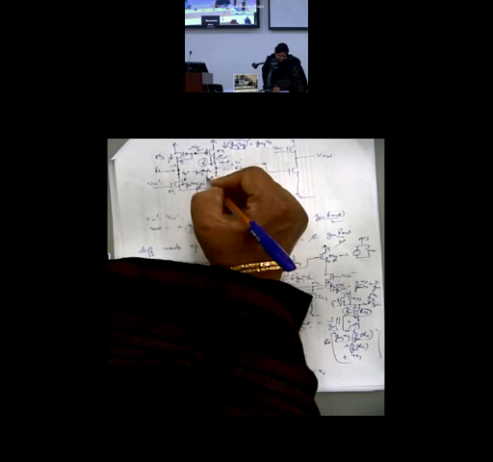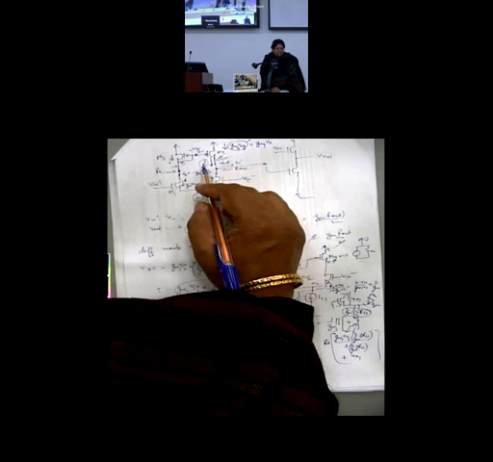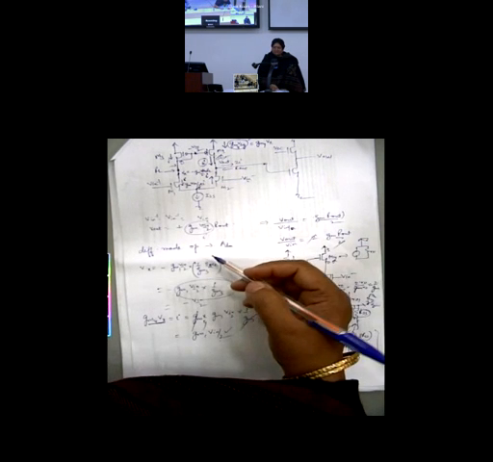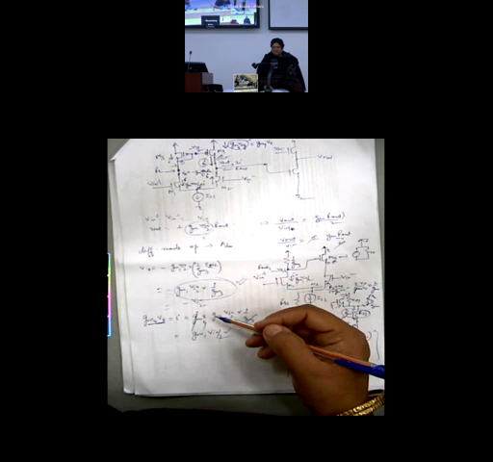So now I have this I and this I. Can you see two I's? This current I up is GM1 Vin by 2. This current is also GM1 Vin by 2 with opposite direction. So KCL says that it has to come out of this node and drop across the Rout.